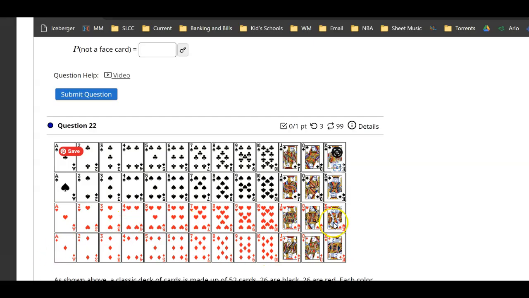So the way we can do this with probability is find the probability of aces, 4 out of 52, plus the probability of hearts, 13 out of 52, minus the probability of ace of hearts, 1 out of 52. And that way we can get rid of the double counting.